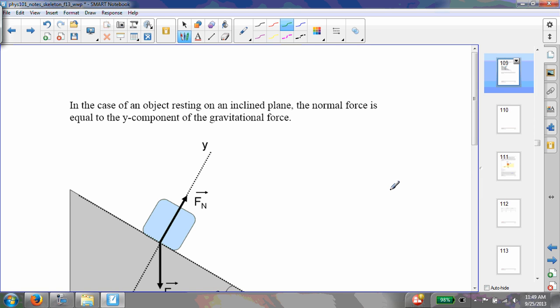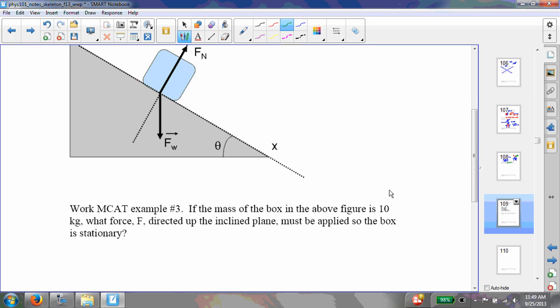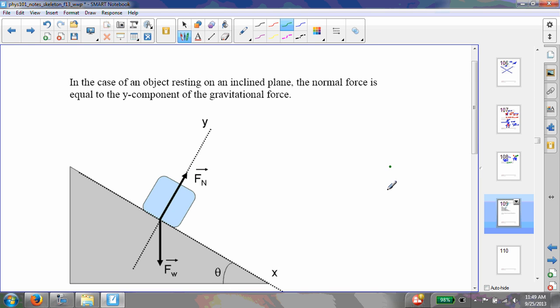All right, let's look at this. This is an object on an inclined plane, and you'll see an inclined plane on the next quiz. I have an object that's resting on an inclined plane, and the normal force is equal to the y component of the gravitational force. I have these forces. This block is just sitting on the surface.